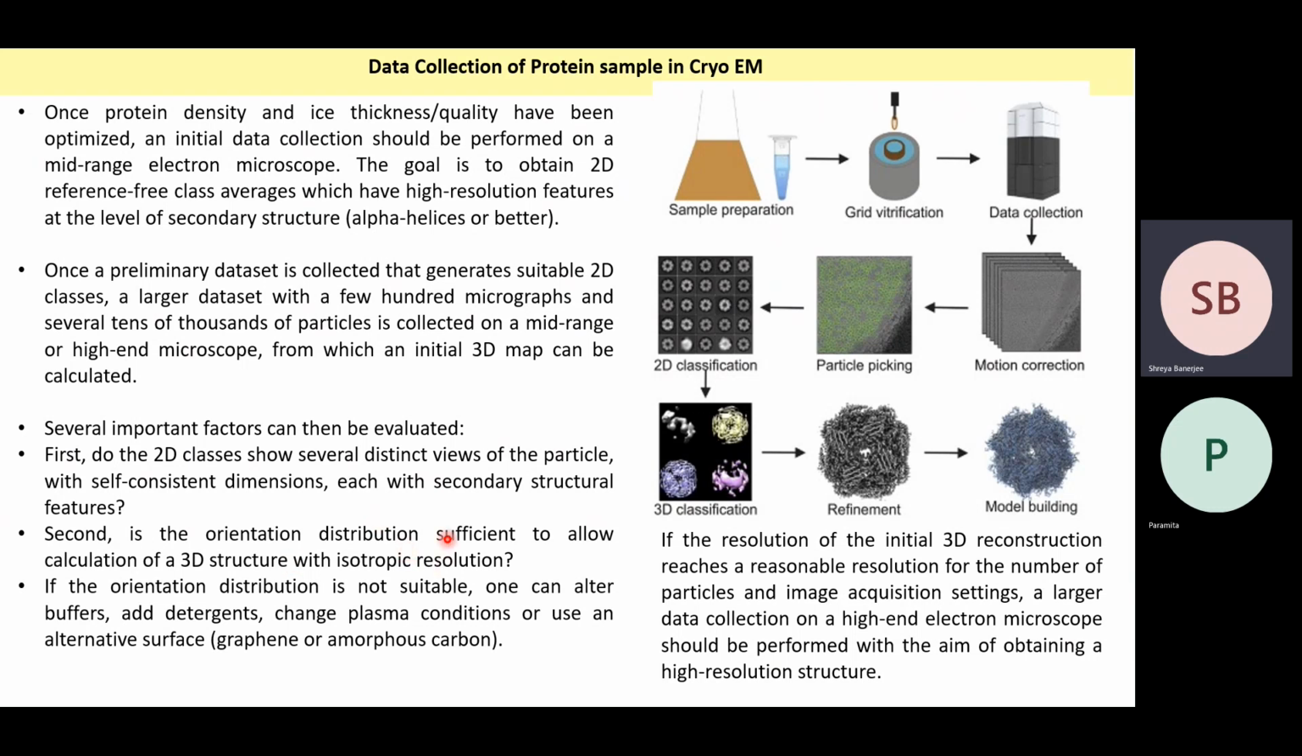Second, the orientation distribution needs to be sufficient to allow the calculation of the 3D structure. And if the orientation distribution is not sufficient, you need to optimize it by adding buffers, changing conditions, till you get a sufficient number of pictures from different angles in order to reconstruct the 3D image.